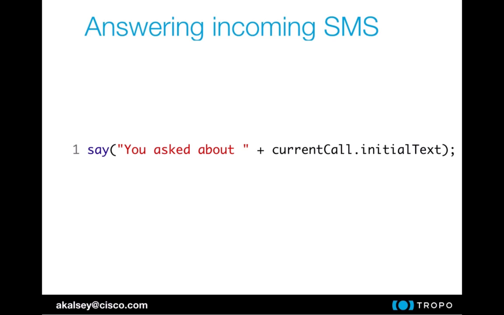So I can simply say, say you asked about current call.initial text. If I text in and say otters, I will get a response back from my Tropo application over SMS that says, you asked about otters.